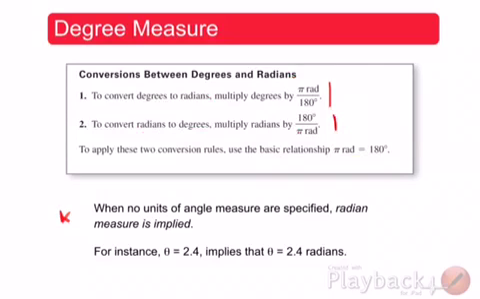One other thing that you need to remember here, guys, when no units of angle measure are specified, so when there's no little degree symbol, you presume that it's radians. So if you're told that theta is 2.4, you would imply that it's 2.4 radians. Again, 2.4 degrees is very, very small, so we rarely see angles like that. But if you ever see an angle without a unit, it's radians.